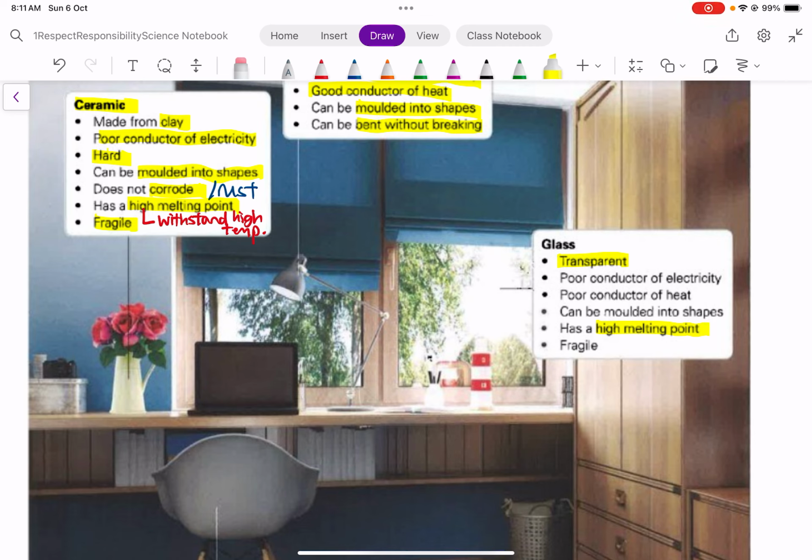Your test tubes are made of glass because of two reasons. Number one, transparent. It allows you to see the chemicals inside the test tube while the reaction is ongoing. The second reason why glass is good for making test tubes is because glass has a high melting point. It can withstand high temperatures. Very often, we actually heat up our chemicals in a test tube. So the test tube itself must be made of a material that can withstand the high temperature, and therefore glass is a good option.